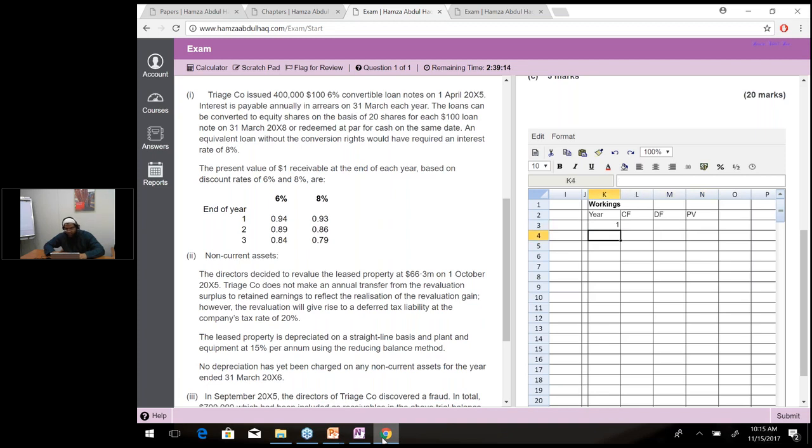So it's year 1, year 2, and year 3. The cash flow is going to be 40,000. The actual amount of the loan notes is 40 million, but we are performing all of the calculation in thousands.